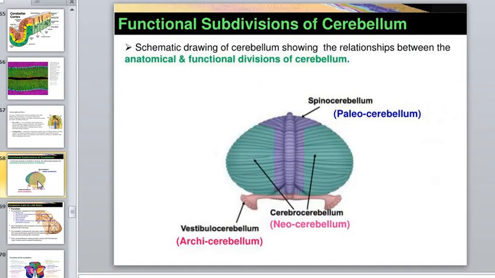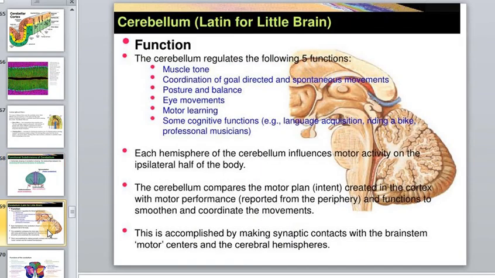And so about the functional subdivision of the cerebellum. Here we see the schematic drawing of the cerebellum showing the relationship between the anatomical and functional division of the cerebellum. We have three main parts. Here you see the different colors of these parts, and we have first the very old part, the archicerebellum, then the paleocerebellum, and the neocerebellum. And let's start to study the function of each part.